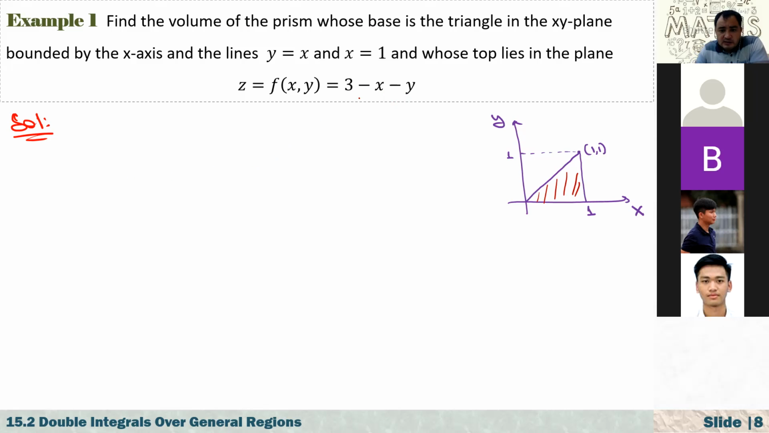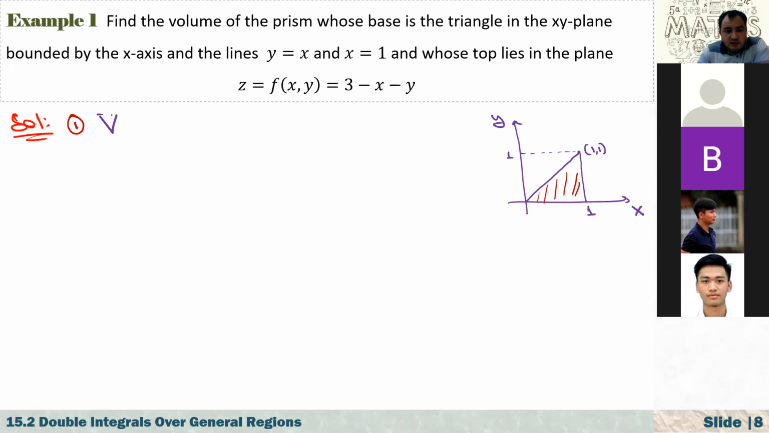Number one is, since over this interval our function is positive, our double integral gives the volume of this solid, which is sitting on this triangle, and the top is covered by the plane given by the equation 3 minus x minus y.